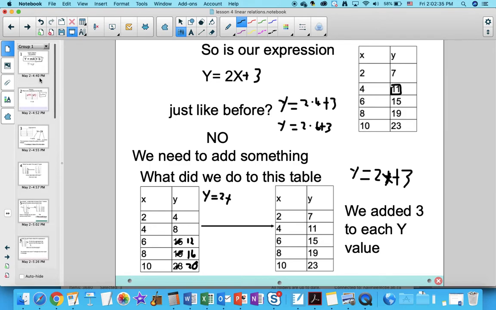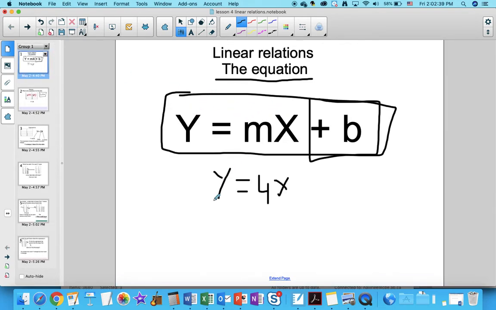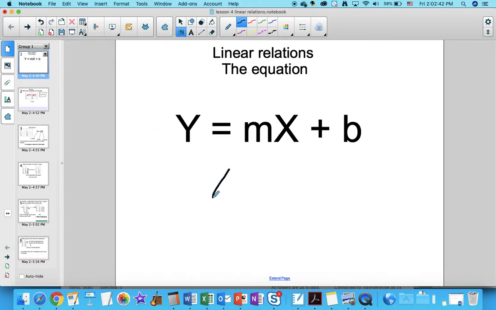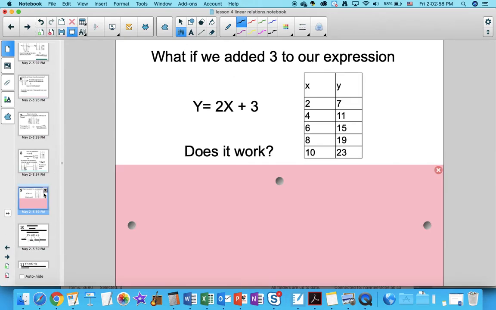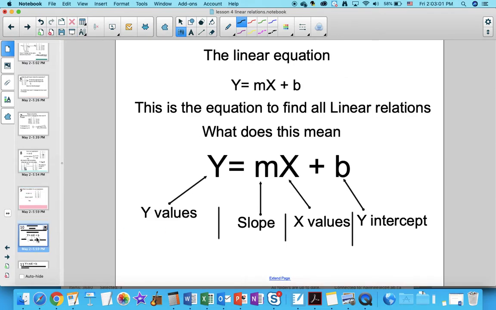And if you go back to our equation here, we had our y equals mx, right? Let me just erase all this. We had y equals 2x plus 3, right? We found our linear equation that shows us how that table works, right? Does this work? Yes, it does. So, when we look at a linear equation, this is the general equation for all linear relations. So what does this mean? The y represents all the y values, so it's always going to be y. The x represents all the x values, so it's going to be x.